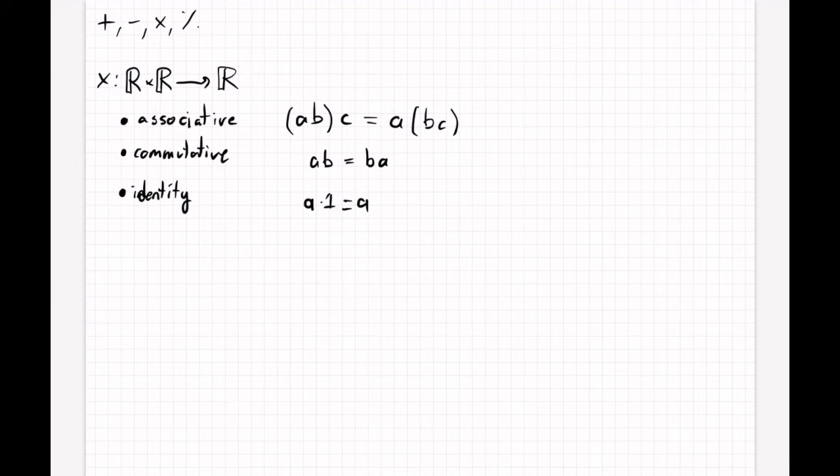I guess I should write a quantifier here to show that for all A, this is true. This is for all A and B. This is for all A, B, and C. Quantifier is not the important part of this statement. The important part is the statement itself.